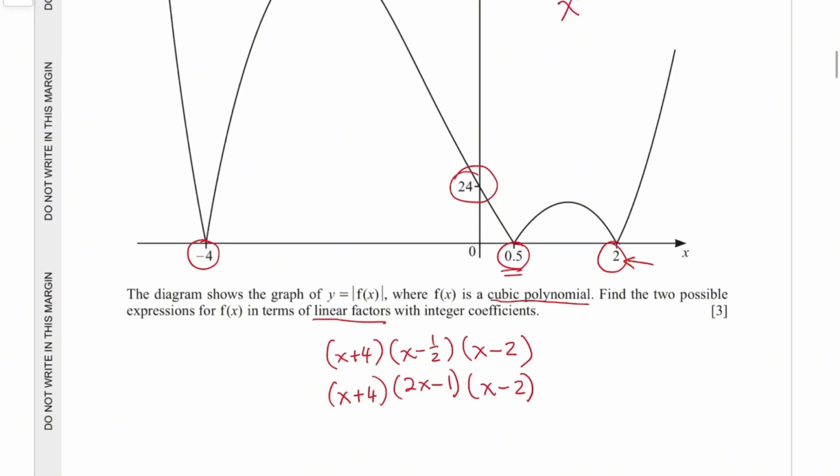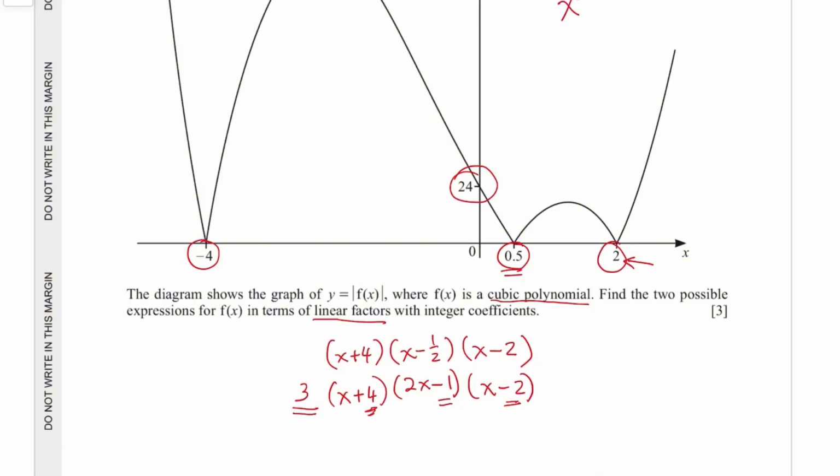If you think about expanding this cubic polynomial, you will have 4 being multiplied with -1, being multiplied with -2, because that is where your constant without any x would come from. So 4 times -1 times -2 would give you 8. Now that is not 24. You have to think that there must be a number multiplied in the front that would give you 24, and that number must be 3. 3 times 8 equals 24.